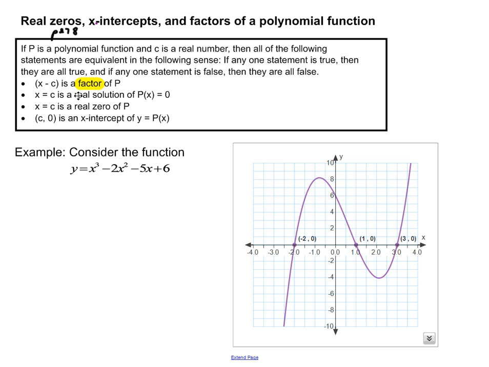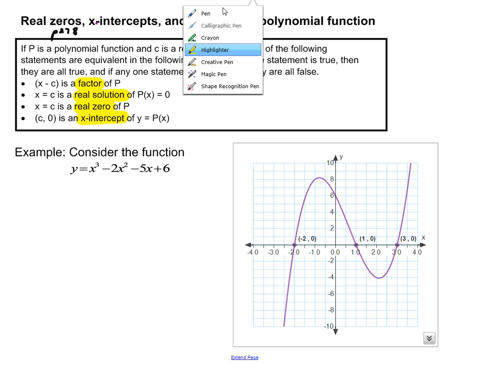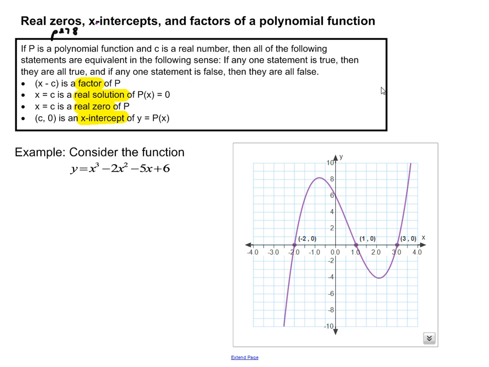X equals c is a real solution of the equation p of x equals 0. X equals c is also considered a real zero of the function p of x. And that's equivalent to saying that (c, 0) is an x-intercept of that polynomial. So what does that mean? Well, let's take a look and categorize this information using the function y equals x cubed minus 2x squared minus 5x plus 6, which I've helpfully graphed off to the right here for you already.